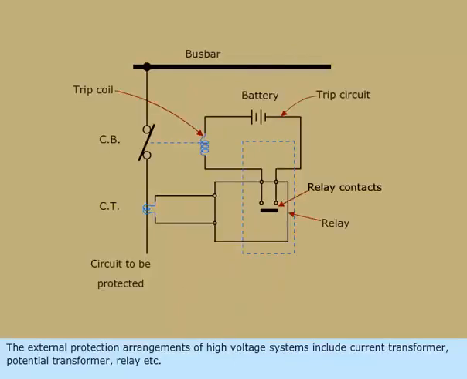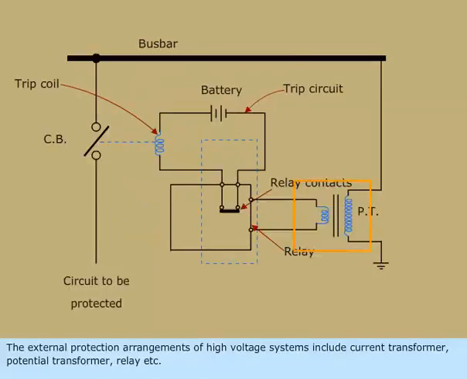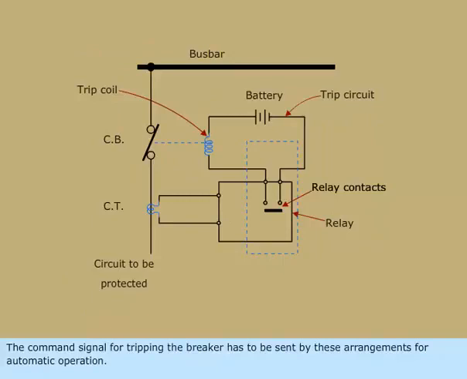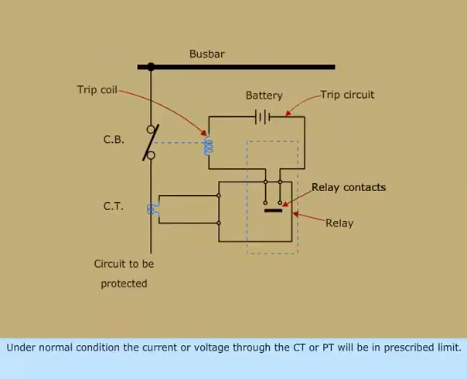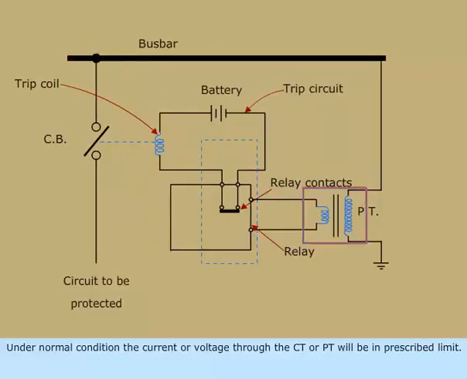The external protection arrangements of high voltage systems include current transformer, potential transformer, relay, etc. The command signal for tripping the breaker has to be sent by these arrangements for automatic operation. The closing time of CB ranges from 0.3 second to 0.6 second and the typical tripping time is 30 millisecond or less. Under normal condition, the current or voltage through the CT or PT will be in prescribed limit.